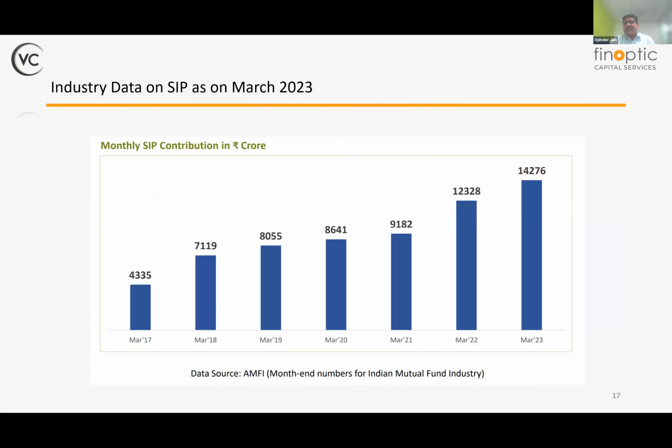Having said that, this is the industry data. We can always show this to our clients, to show how the industry has progressed in the last 6-7 years. The industry has also progressed because of MFDs, the advisors who have given knowledge about how to create wealth. So right from 4,335 crores till 14,276 crores per month, sorry. This is how the industry has grown. We are talking only about the SIP contribution into mutual funds. This is how it has grown.